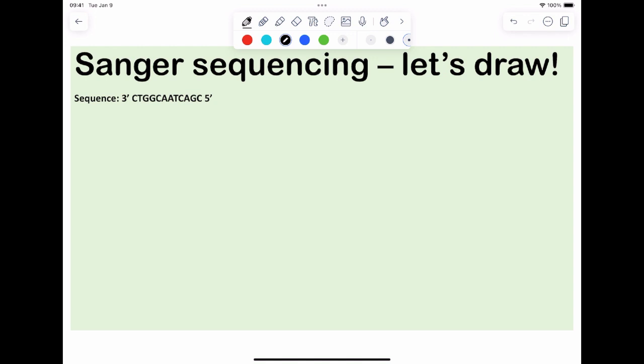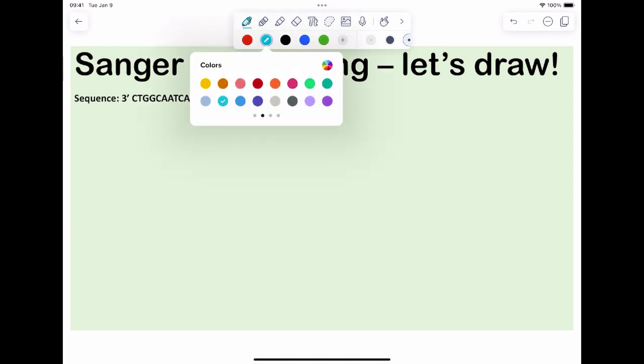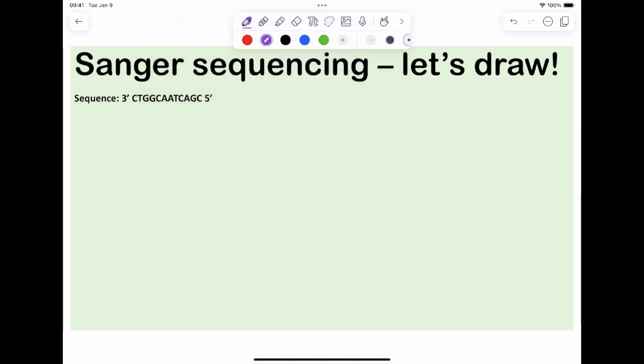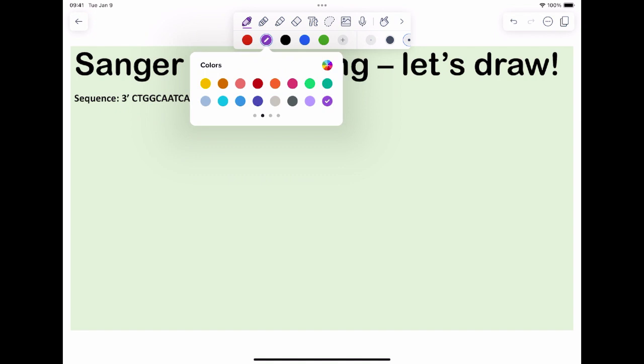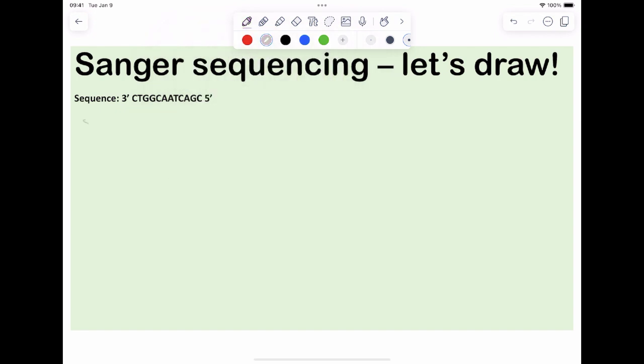So the first piece I would end up seeing here, let's make sure I have all the colors I need. We'll do black. I'll do the default as, no, I'm going to do it as gray. So on the 5' end, what would show up first? C would show up first. What color is C? Blue.